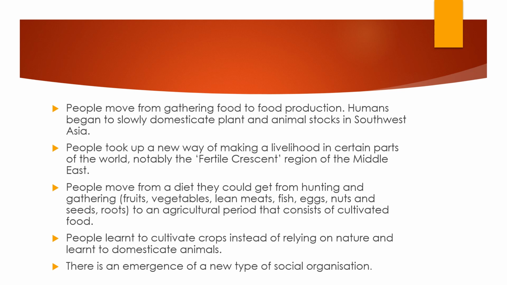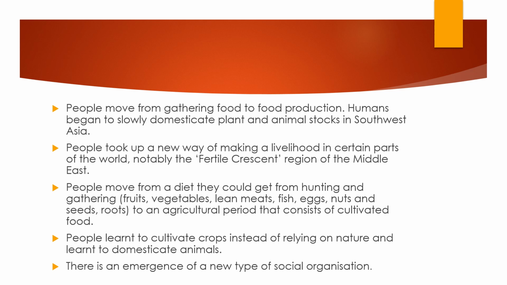People moved from a diet they could get from hunting and gathering, fruits, vegetables, lean meats, fish, eggs, nuts, seeds, and roots, to an agricultural period that consists of cultivated food. People learned to cultivate crops instead of relying on nature and learned to domesticate animals. There is an emergence of a new type of social organization.